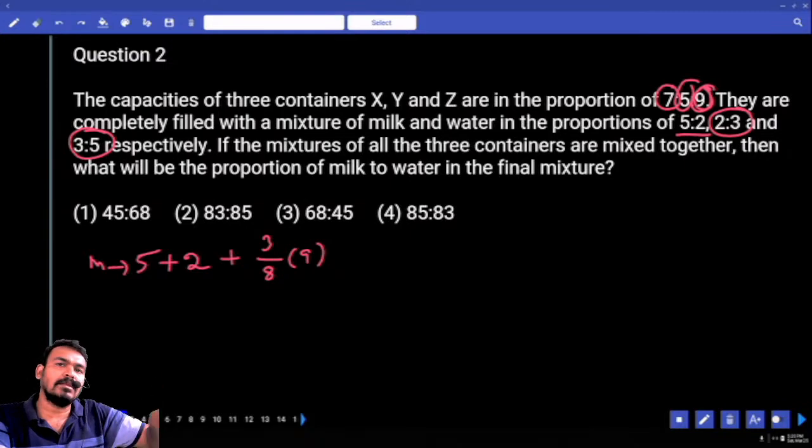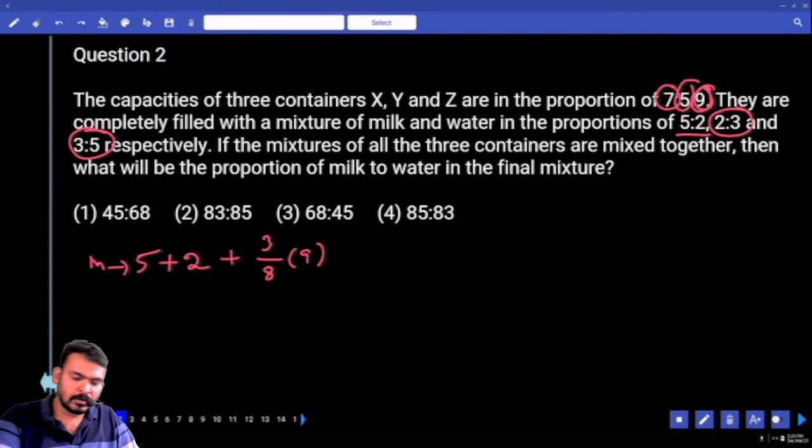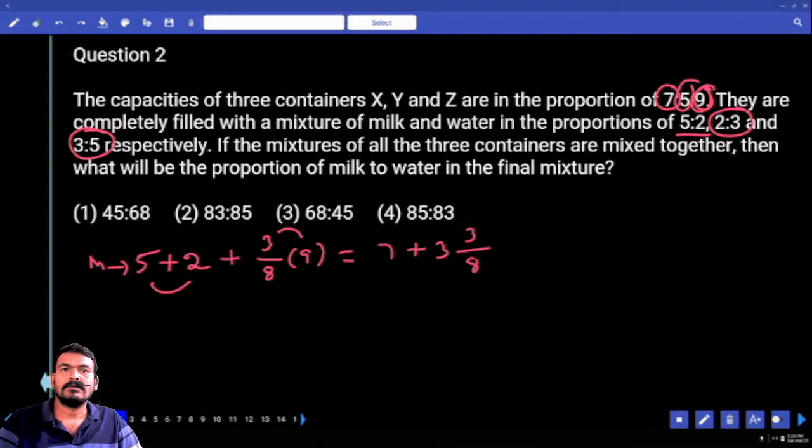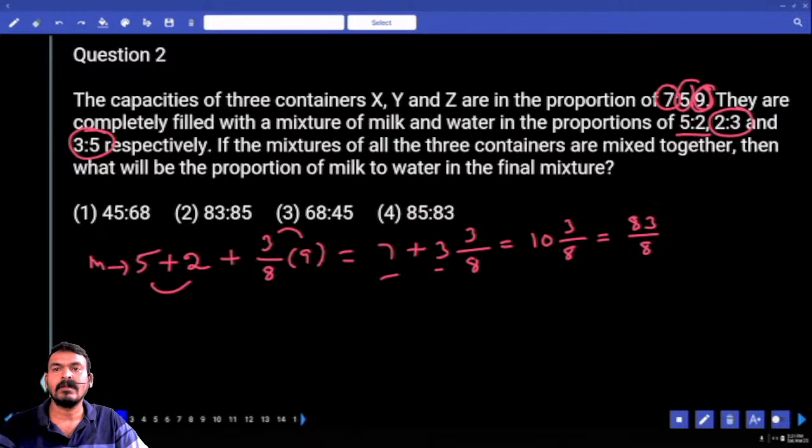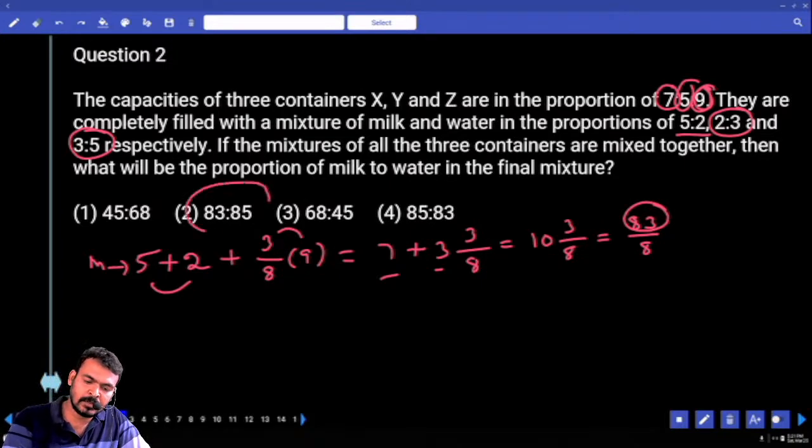These 3 are adding, we are getting the milk quantity or water quantity? Milk quantity. 5 plus 2 how much? 7. 9 times 3 is 27 by 8. 27 by 8 means we write 3 and 3 by 8. 7 plus 3 is 10. It is 10 and 3 by 8, or not? 10 and 3 by 8 means it is 83 by 8, or not? What is the milk in how many parts? 83. Then the first value must be a multiple of 83 parts, or not? Which option? Second option, or not?